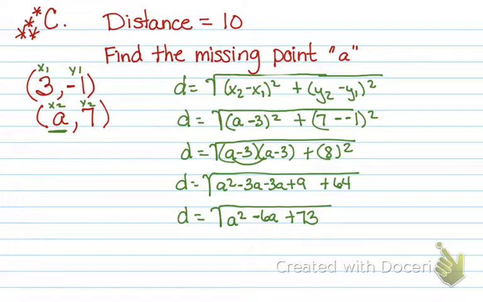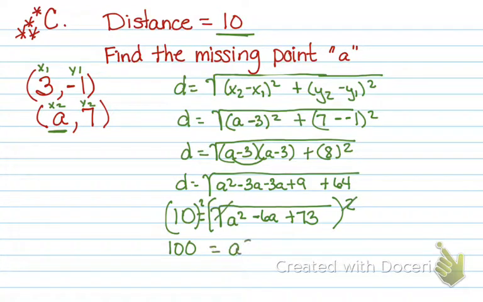Now, the easiest way to do this is we know what d is. It was given to us, so we're going to put it in. I'm going to erase this d and put in what we know: it's 10. Now, 10 is equal to the square root of what we simplified here. I want to get rid of this radical sign, so I have to square this side, and if I square this side, I also have to square the other side. So this ends up being 100, and the radical and the square cancel each other out, equals a squared minus 6a plus 73.